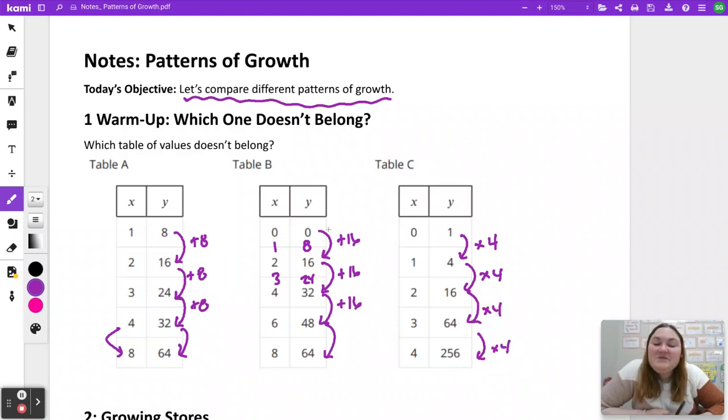So we could say table C doesn't belong with the others because it's the only table that's showing that multiplication relationship. Tables A and B are both using addition to get to the next y value. These are all really great observations for what we're going to be doing in this lesson. We said we're going to be comparing different patterns of growth. And honestly, that's what we were just doing in that warm-up, right? We were comparing these different ways the values grew in the table and these patterns we were identifying from them.